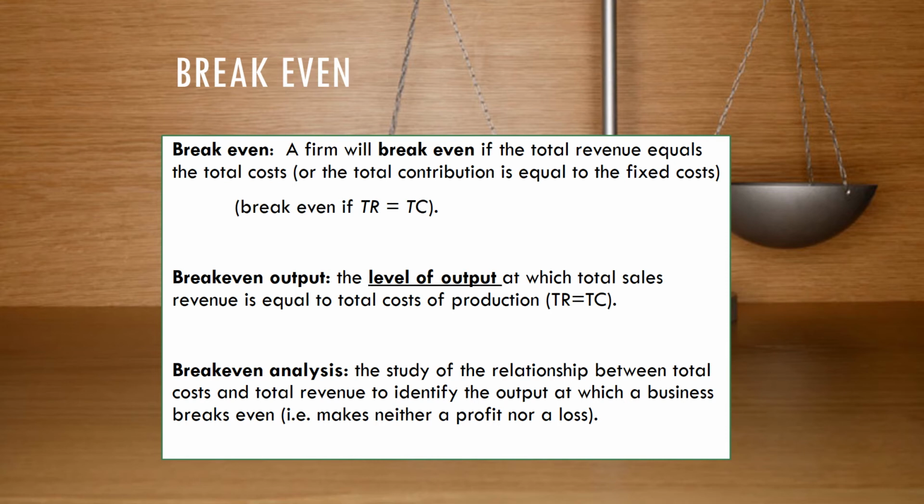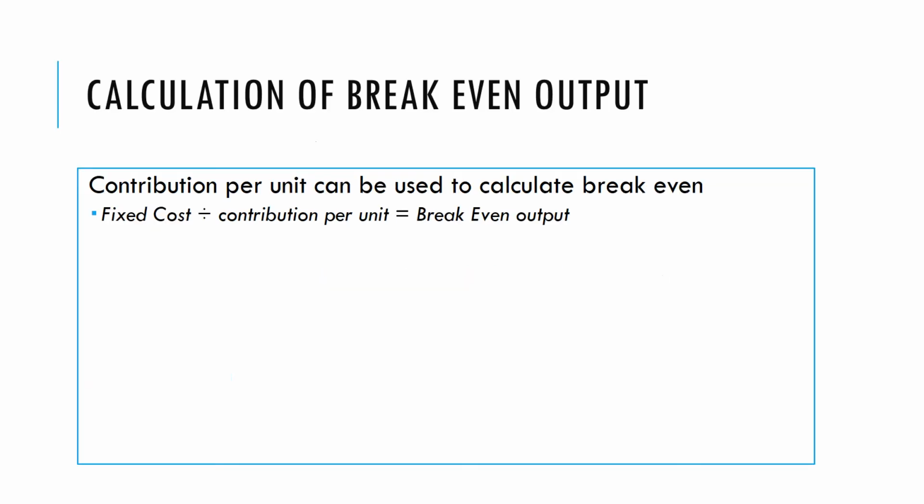So this is a really key number for businesses. How many items do we need to sell this year to break even? And then they can ask, is it realistic? Is it not? And so on. Now we can calculate the break even output by using this formula below. Before we get to the formula, let's consider a little scenario.